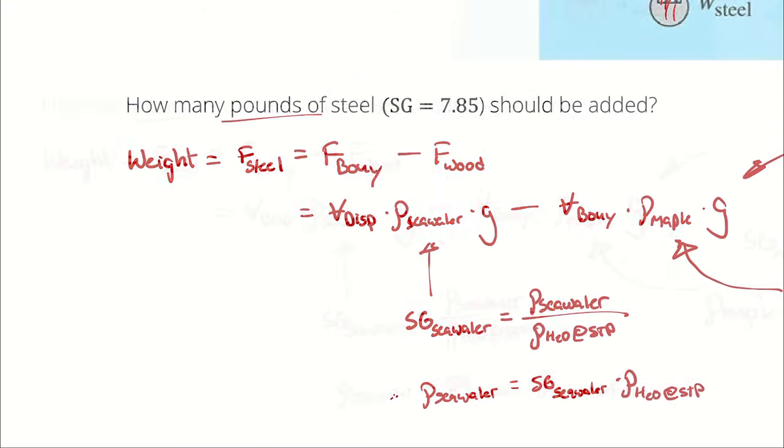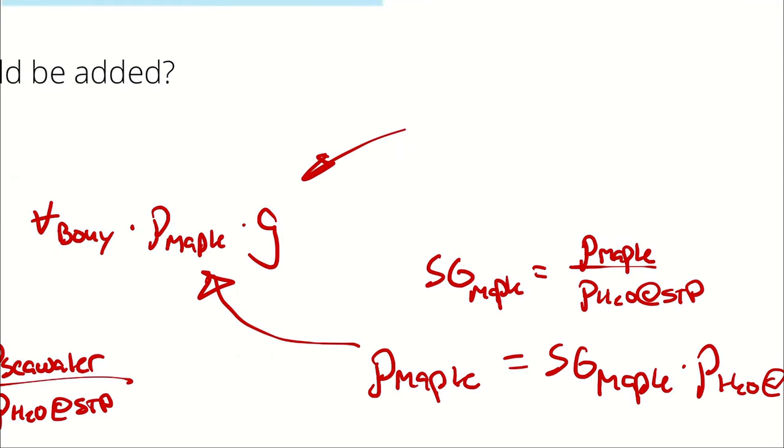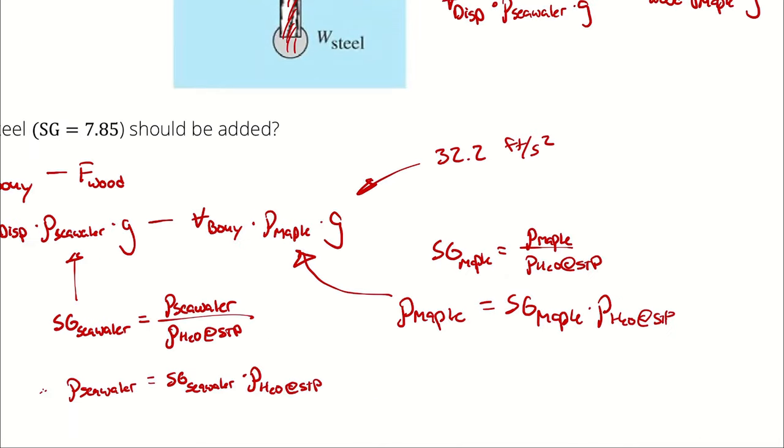It even says pounds of steel. So I'm going to say 32.2 feet per second squared for both gravity terms.